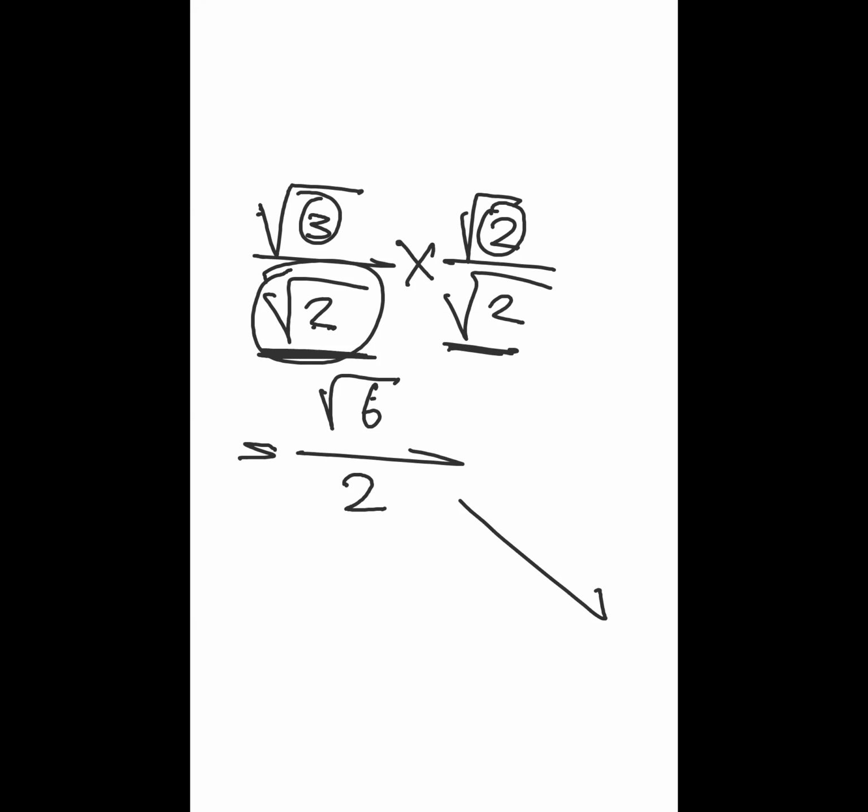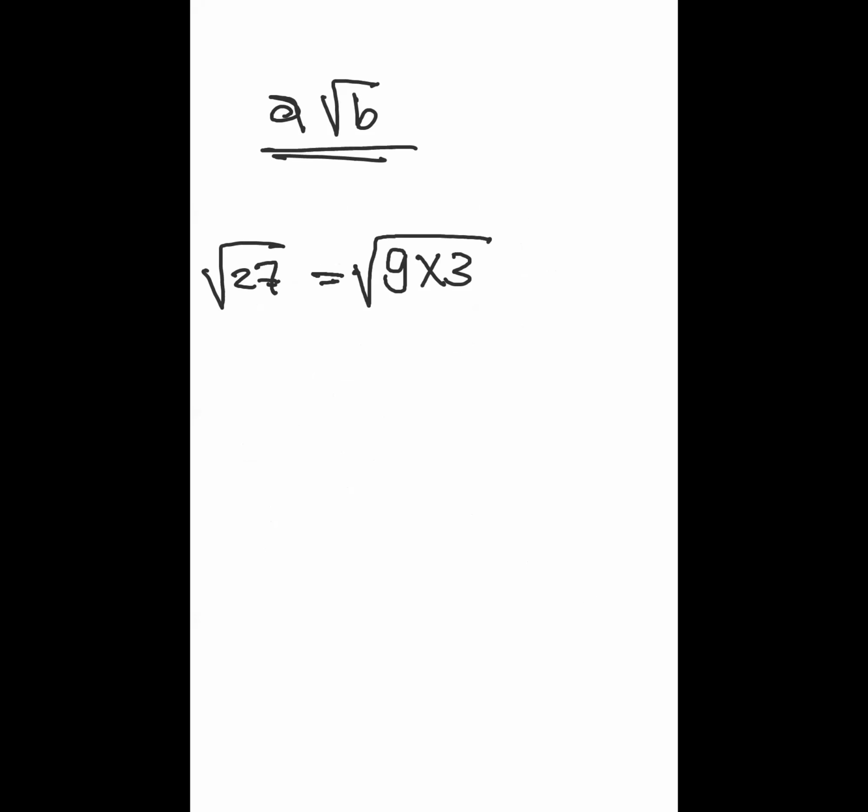Okay, guys, let's continue. So I'm going to solve some examples like this one. Write each of the following in the form of a square root of b. Okay, the first one is square root of 27. How to solve this one? I'm going to factorize the number. So square root of 27 means the square root of 9 times 3. Okay? So square root of 9 means 3, then square root of 3. Okay, guys, are we clear?